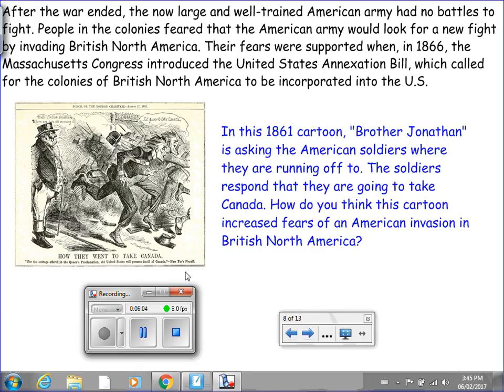And in this 1861 cartoon, Brother Jonathan is asking the American soldiers where they are running off to. The soldiers respond that they are going to take Canada.